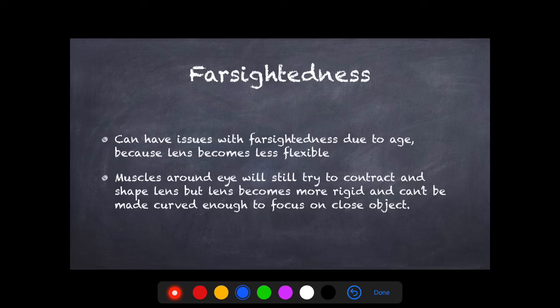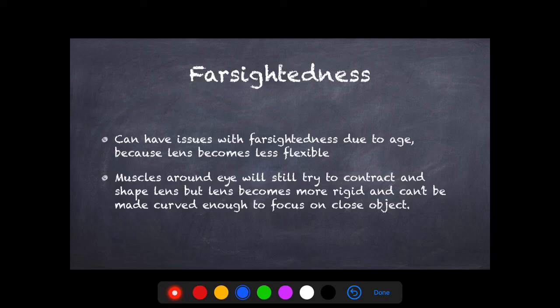Farsightedness is also due to age. So people who are a lot older can have more trouble seeing closer objects. That's why when you get a little bit older, people use reading glasses, because they can't really see clearly the words that are right in front of them.